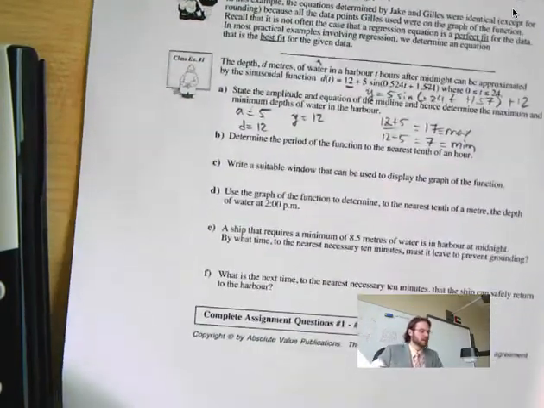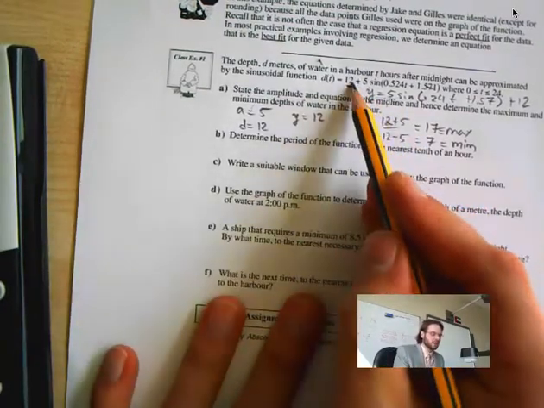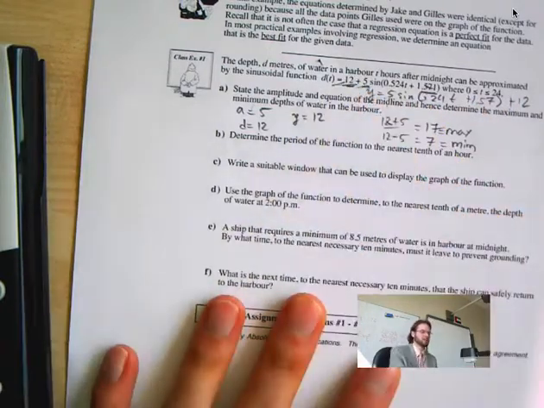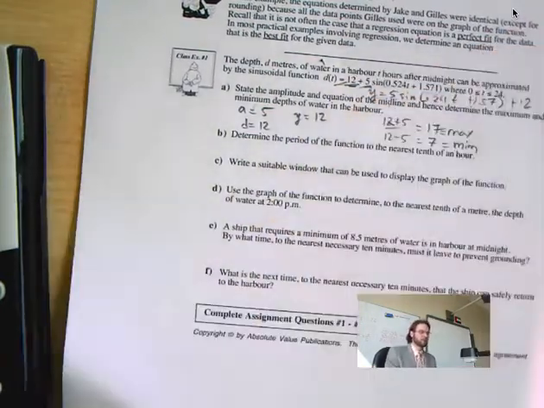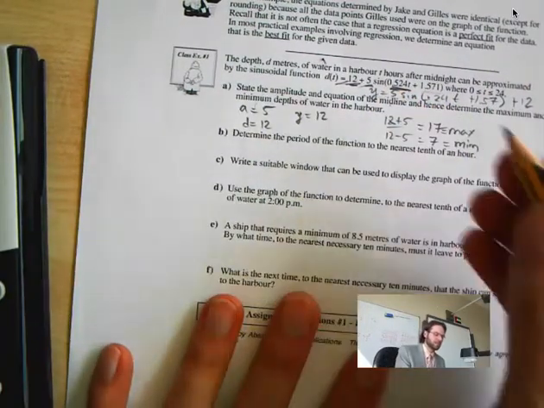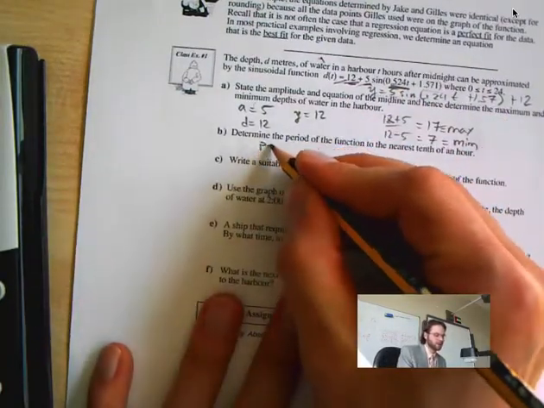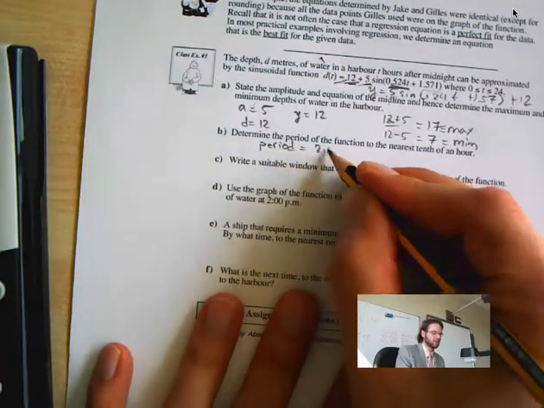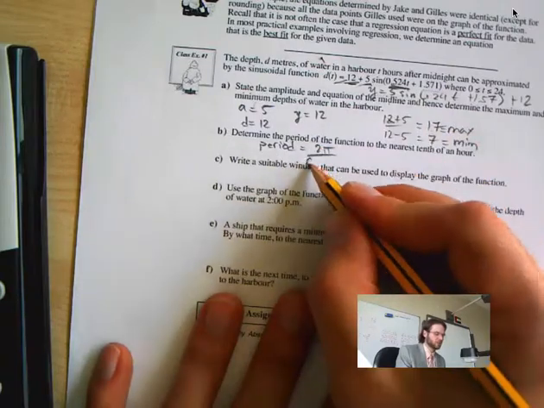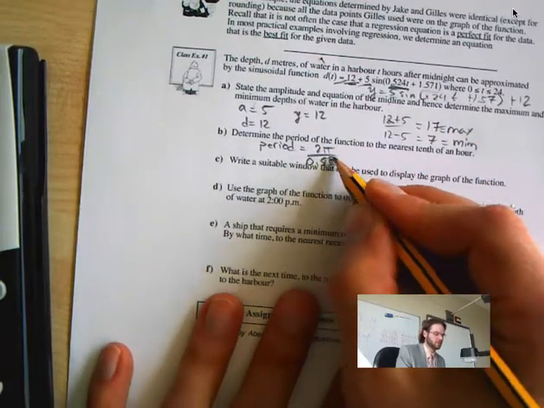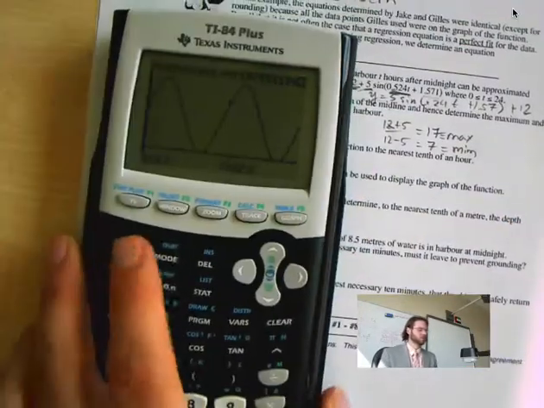Now, next part is determine the period of the function. Okay? So this here and this determine my up and down. Now, for my period, that has to do with this 0.52, but that's my B. So period is equal to 2 pi divided by B. My B is 0.25 or 0.524. So I pull out my calculator.